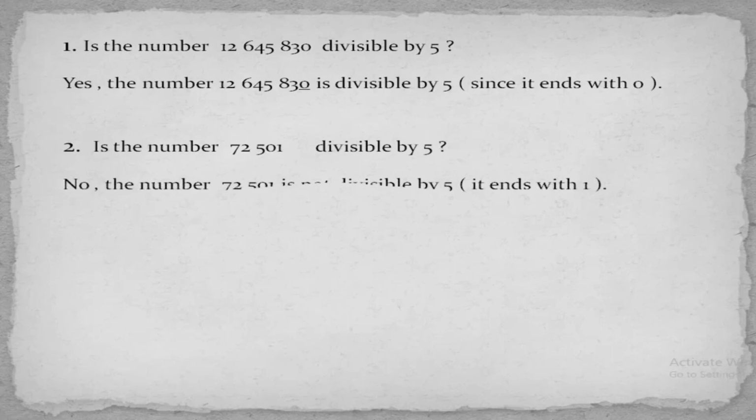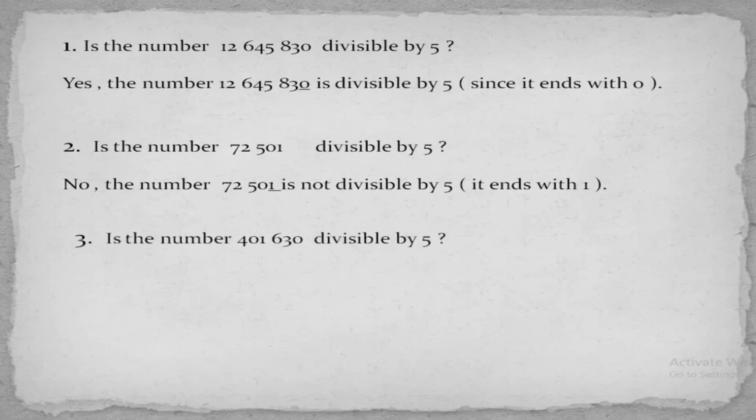Second, is the number 72,501 divisible by 5? If we look at the ones digit, it is 1 in this number, so this number is not divisible by 5 since the ones digit is 1. No, the number 72,501 isn't divisible by 5 since it ends with 1.